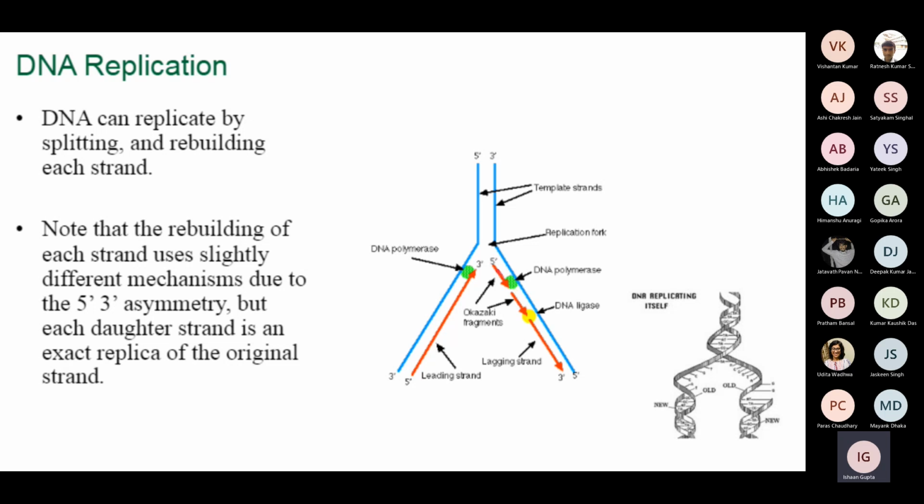And as and when more and more parts of the DNA are unzipped, more and more such fragments come up. These are called Okazaki fragments, and they eventually are joined by what's called DNA ligase, that joins these fragments from the 3' end of one DNA fragment to the 5' end of the other DNA fragment.